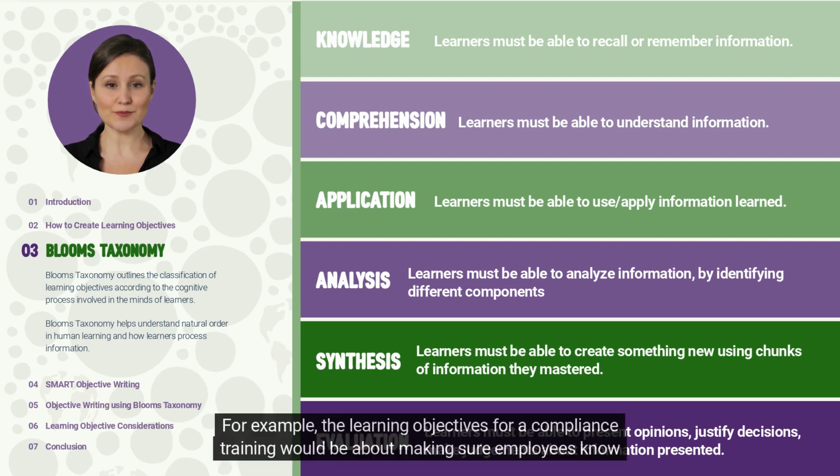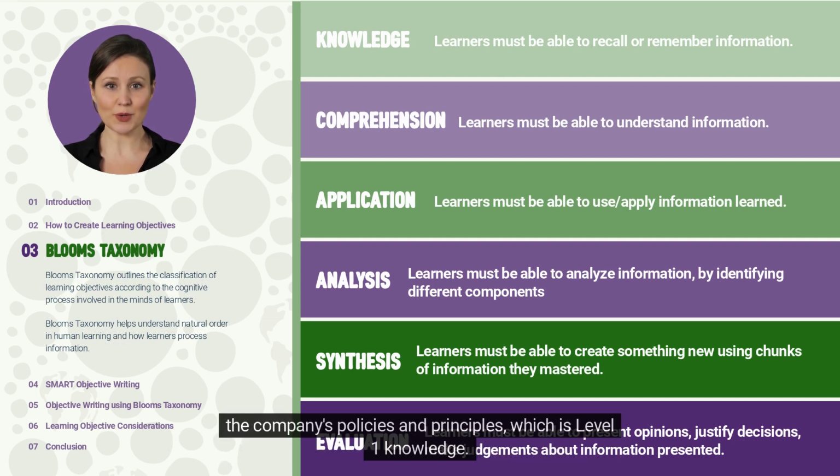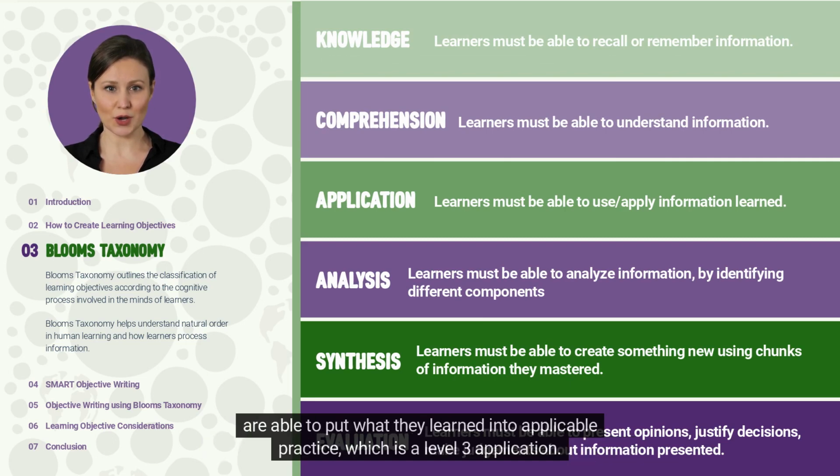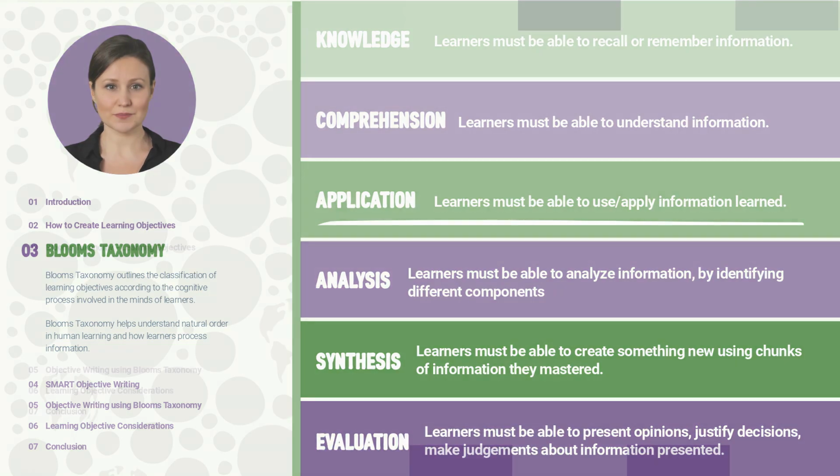For example, the learning objectives for a compliance training would be about making sure employees know the company's policies and principles, which is level 1 knowledge, whereas the learning objectives for a process or systems training must be about making sure employees are able to put what they learned into applicable practice, which is a level 3 application.